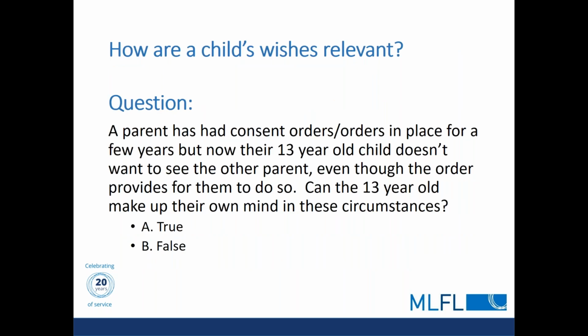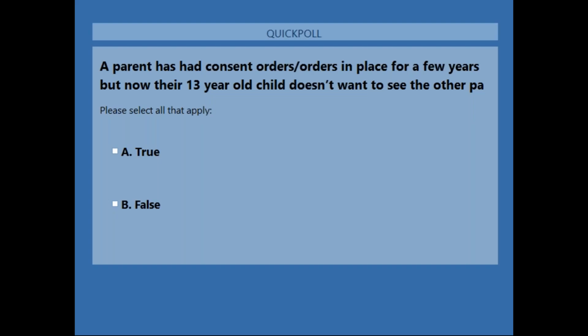So next I was going to talk about children's wishes, and I have a polling question for everyone to have a go at. I'll give you some time to think about it, but the question I've got is, if you have a client that has had some consent orders in place for a number of years, maybe since the child was 6 or 7, but now their child has turned 13 and they've decided that they don't want to see the other parent, even though the court order provides for them to do so. Can that 13-year-old make up their own mind in these circumstances? A, true, or B, false? I'll just give you some time to answer that.